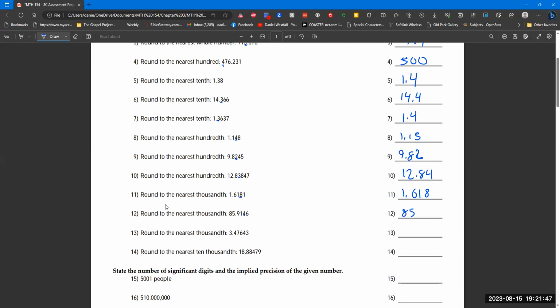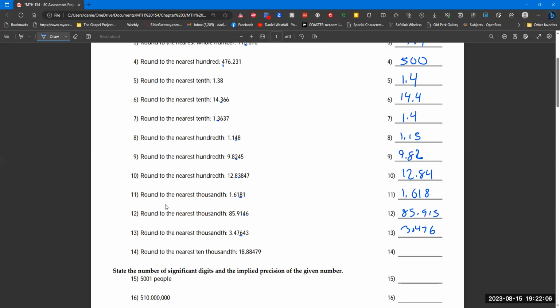That's 85 915 thousandths. Round to the nearest thousandth again. 6 is in the thousandth spot this time, and that 4 is going to make me round down. 3 476 thousandths.